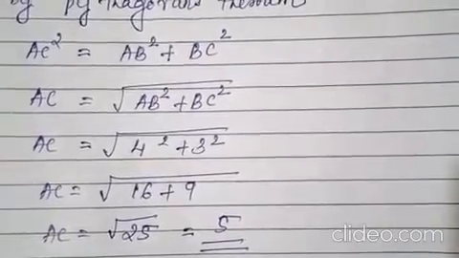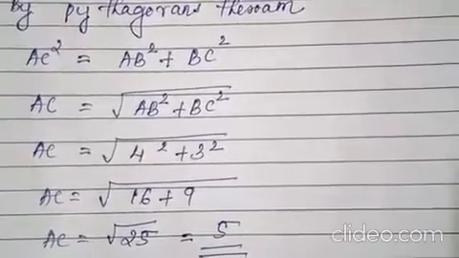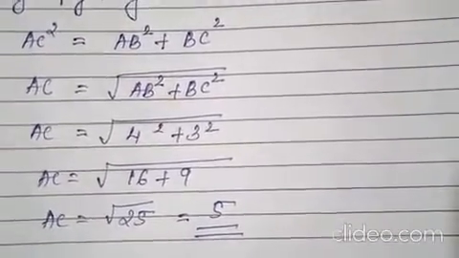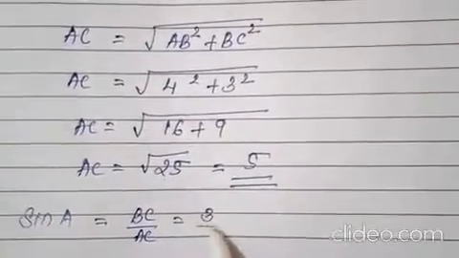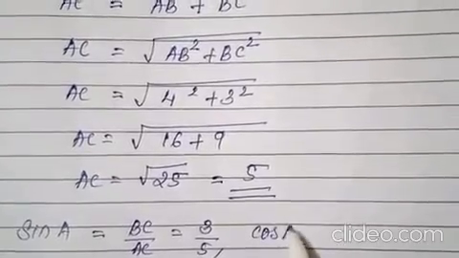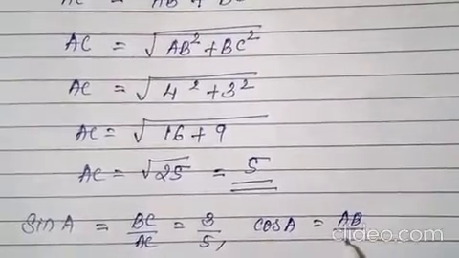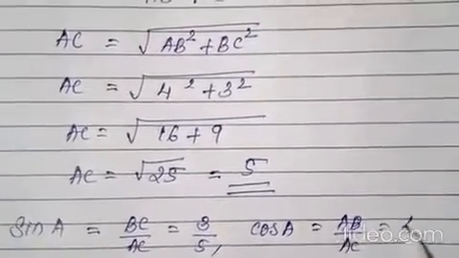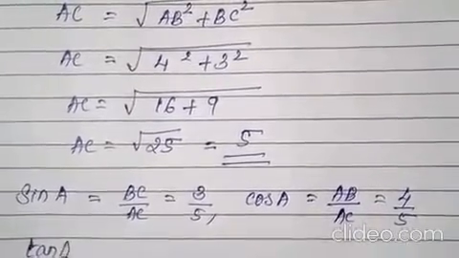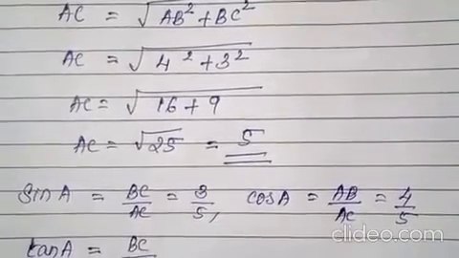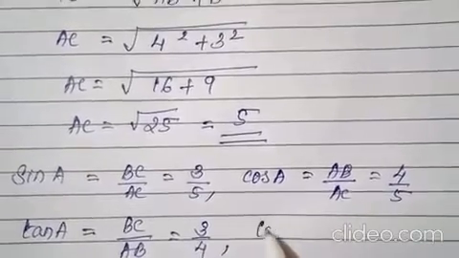Then we have to find each of the 6 trigonometric ratios. First one is sin A. Sin A equals BC by AC, that is 3 by 5. Then cos A equals AB by AC, base by hypotenuse, that is 4 by 5. Then tan A equals BC by AB, that is 3 by 4.